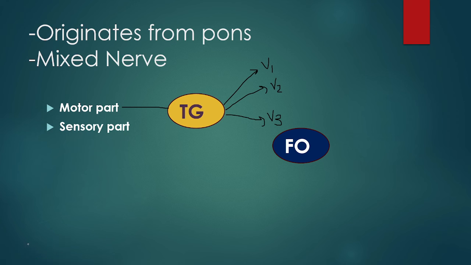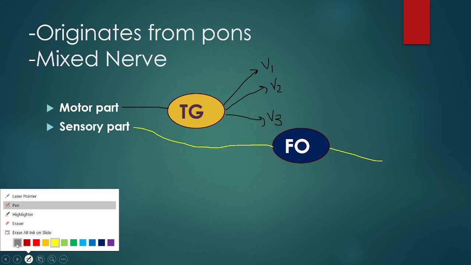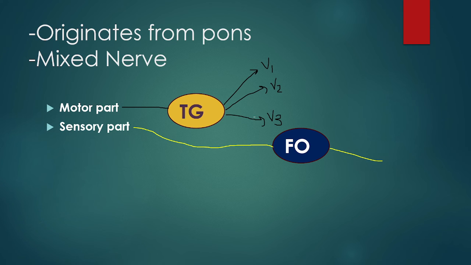And then about the motor part. This motor part enters the foramen ovale. It passes through the foramen ovale, and along with this also the third part of the trigeminal nerve, that is the mandibular part, also passes through the foramen ovale. Okay, so this was the basic thing. Now we'll discuss each and every branch over here.